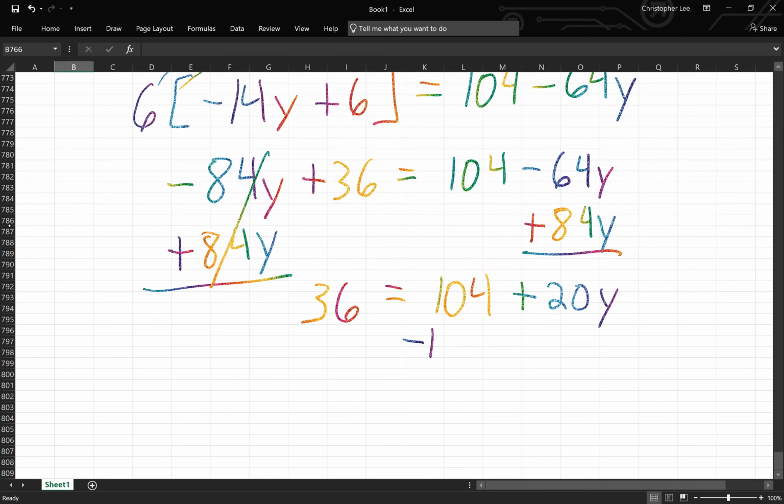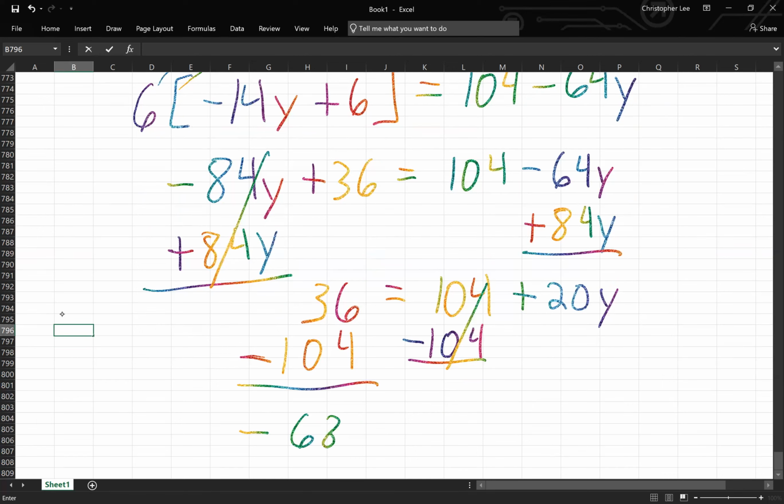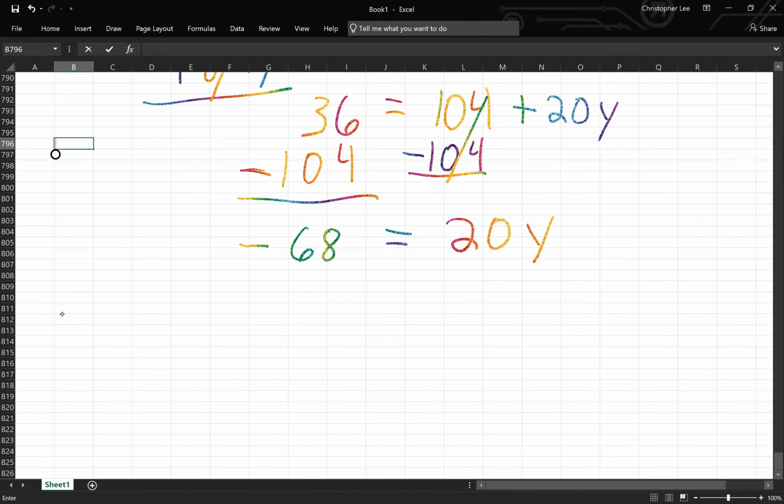After that, I'm going to subtract this 104. What I do to one side, I got to do to the other. So 36 minus 104 is going to give me a negative. What is that going to be? Being a little bit lazy, 104 minus 36. Let's take a look at what that is. That's 68. So negative 68 is equal to 20y. After that, we want to divide by 20 to get y by itself. What you do to one side of the equation, you must do to the other, right? So now we have y is equal to negative 68 over 20.